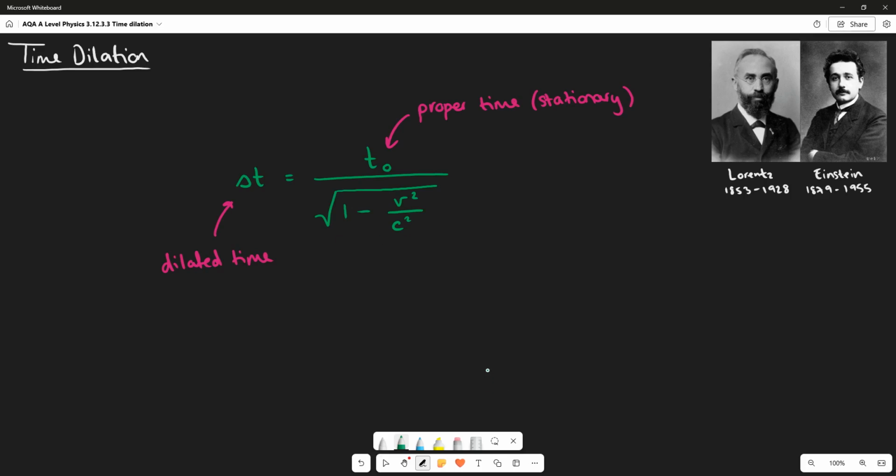A very good example of time dilation is the arrival of muons at the surface of the Earth. Here we have the surface of the Earth and the top of the atmosphere. Muons are created when cosmic rays, or particles travelling from space, collide with particles in our atmosphere and decay to produce muons. These muons then rain down towards the Earth, but they have a very short half-life.